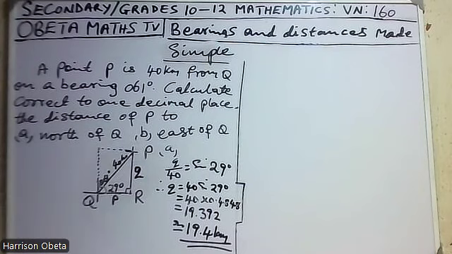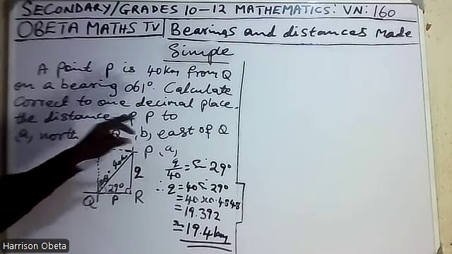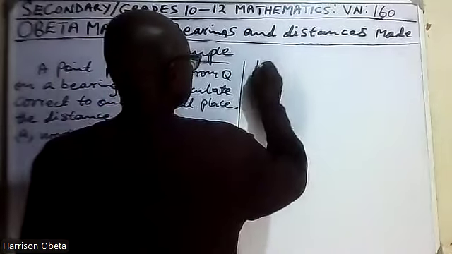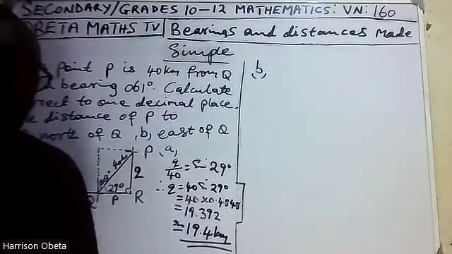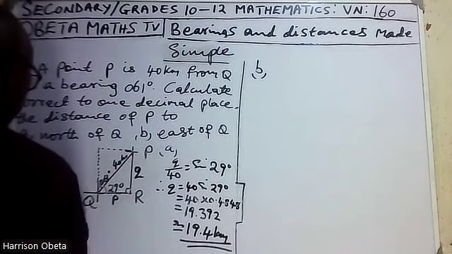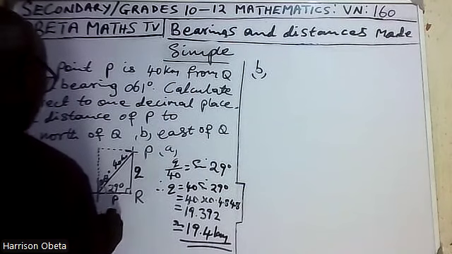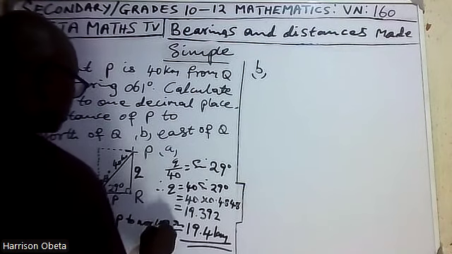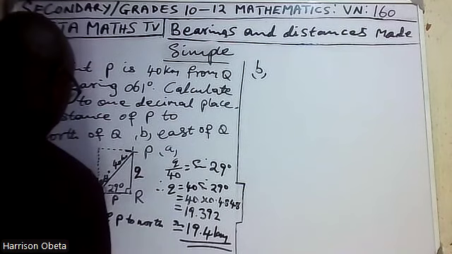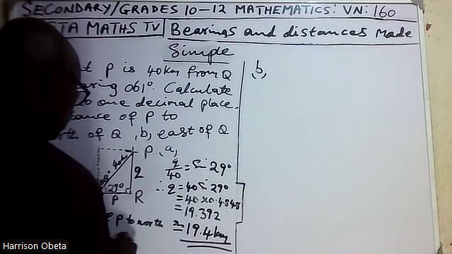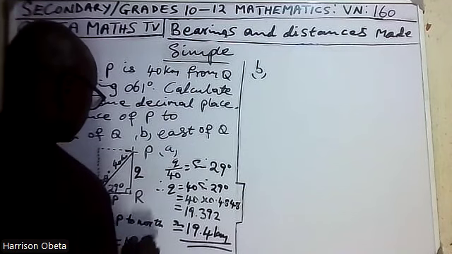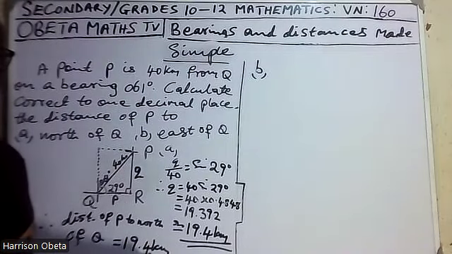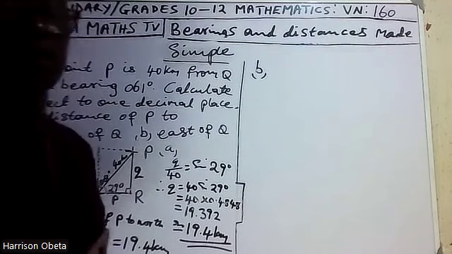Now we are going over to distance of P to east of Q. So we can say therefore distance of P to north of Q is equal to 19.4 kilometers. So I hope that is clear.